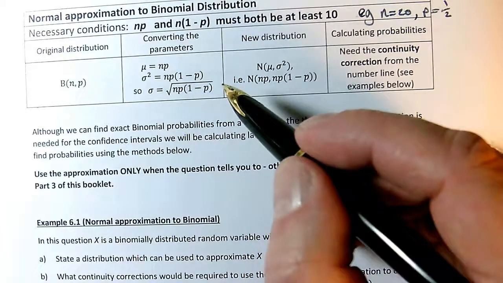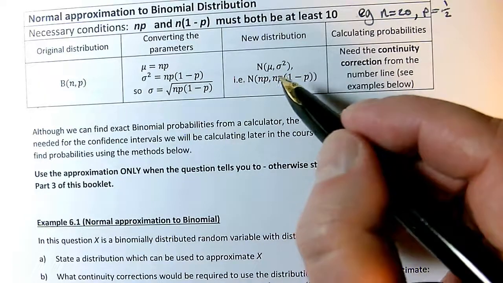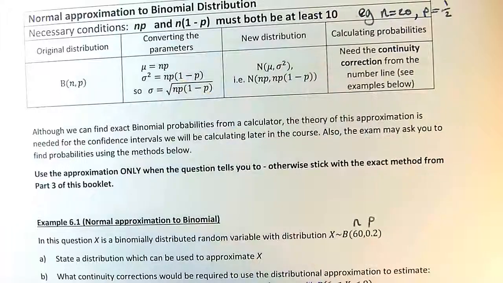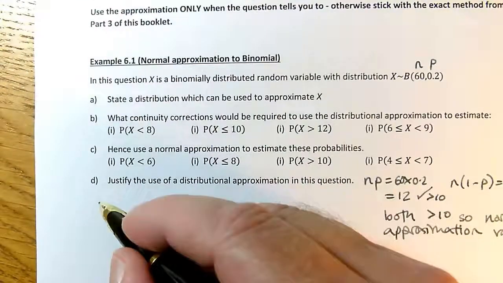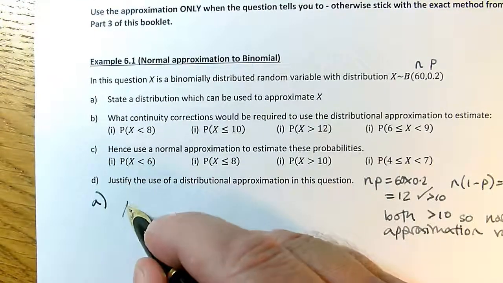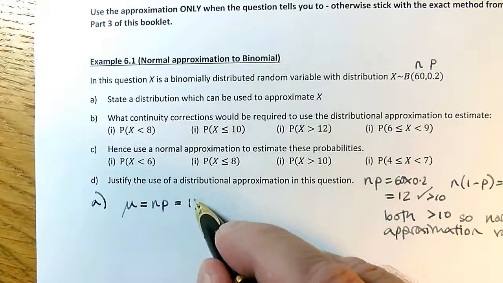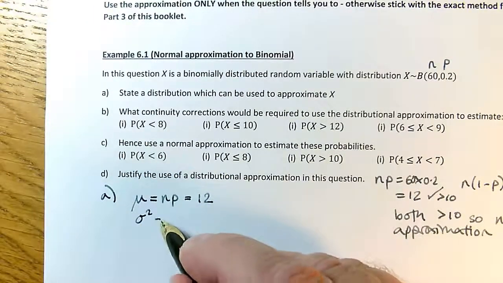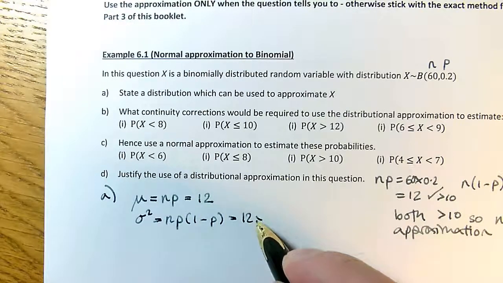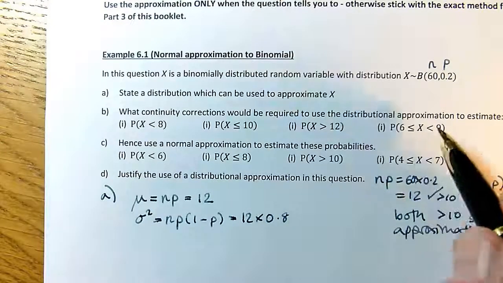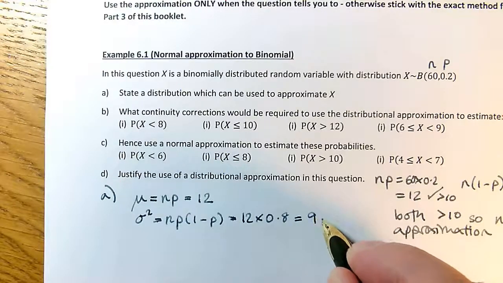And if you remember, what I need for a normal distribution are the mean and the variance, sigma squared, or I could just specify sigma. So I need to set up a mu and a sigma squared, or a sigma, for my distribution. So in part A, I know it's going to be normal, but I need to set up my parameters. Mu, for the binomial, is np, which I've already worked out over here. It was 12. And my sigma squared, which I haven't worked out yet, is np(1 - p). I've already done np, which is 12, times 1 minus p, which is 0.8, because p is 0.2. And 12 times 0.8 is 9.6.